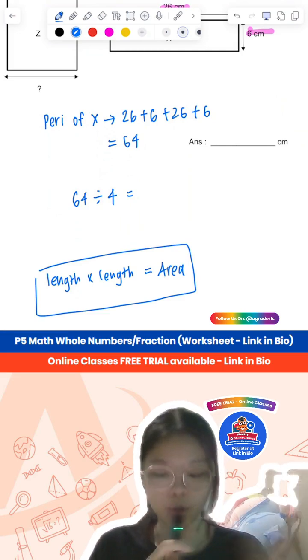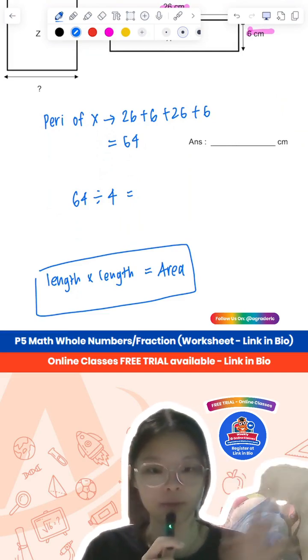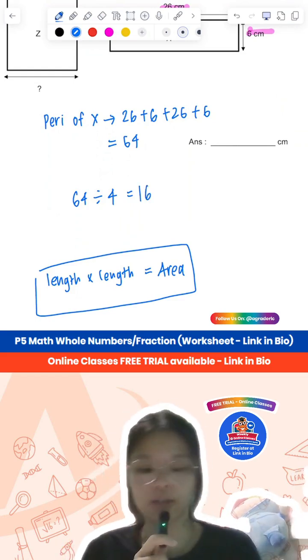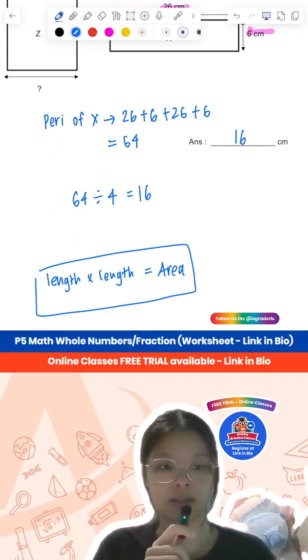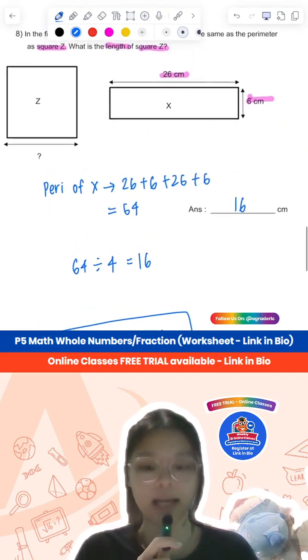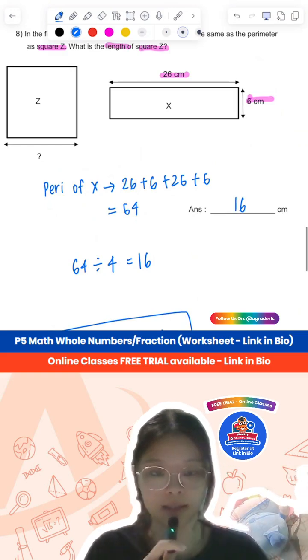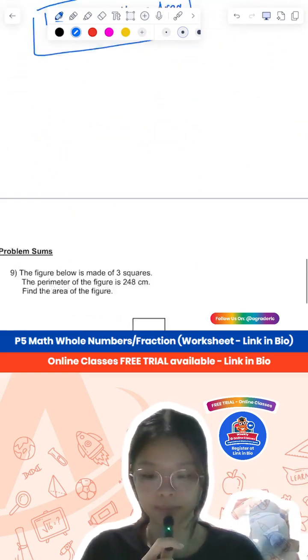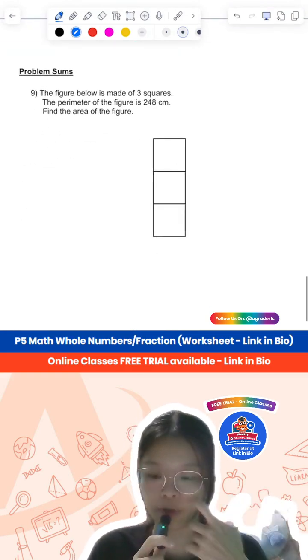Okay, so we don't do our 8. We don't find the root. Okay, we divide by 4, we should get 16. Yes. So the answer should be 16 centimeters for Z. Okay, the length of Z is 16 centimeters. Okay, so it's not 8 times 8. Okay, 16. Good. Okay, now we can move on to problem sums.